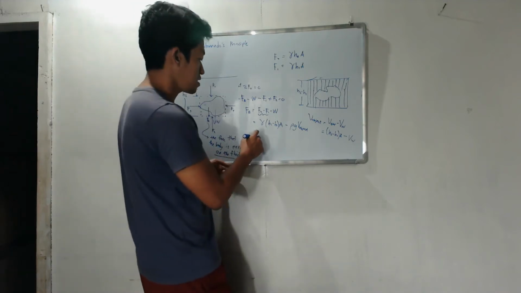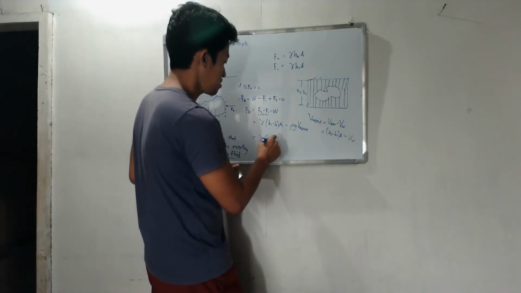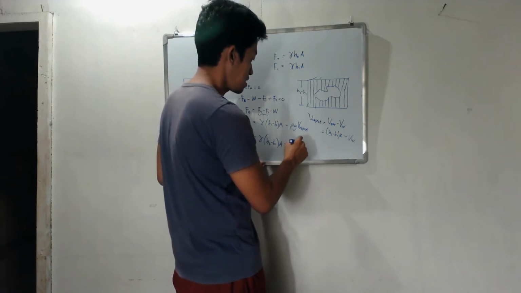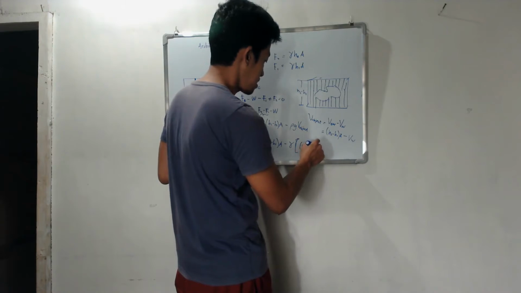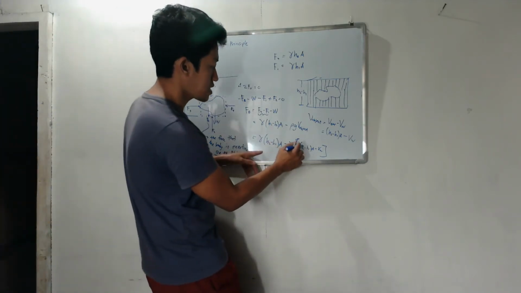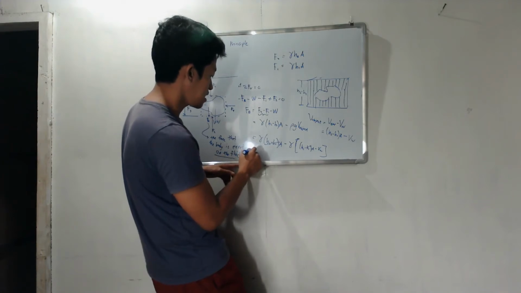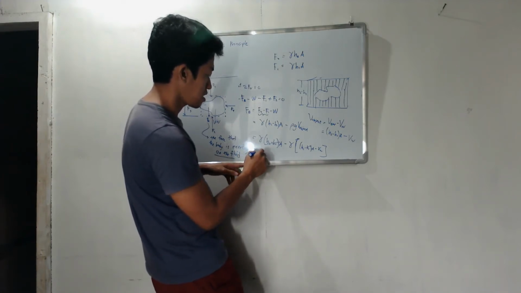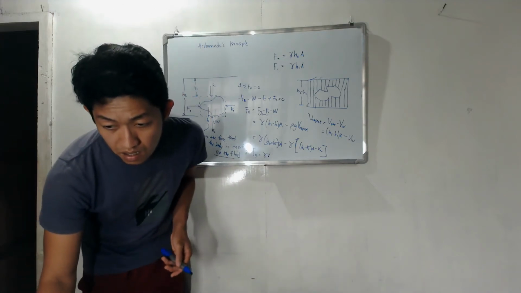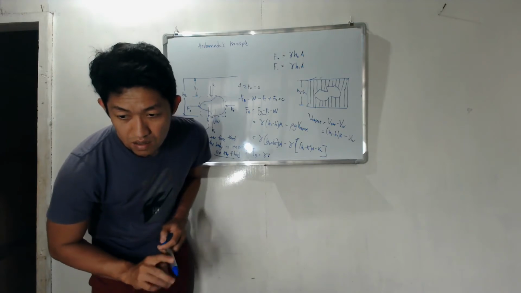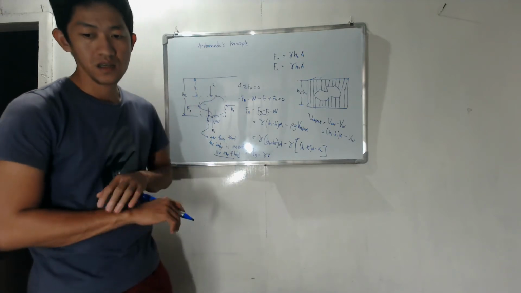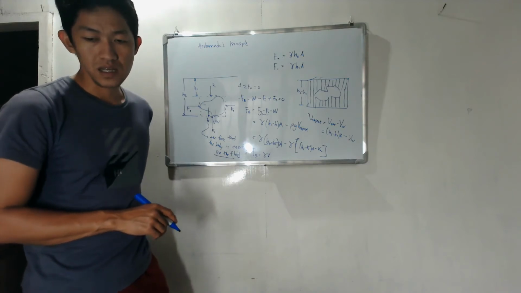So therefore, it becomes gamma (H2 minus H1) A and then rho g is just gamma, (H2 minus H1) A minus the volume of water. When you multiply these, they cancel out, leaving just gamma V.